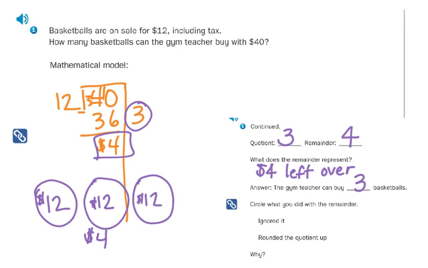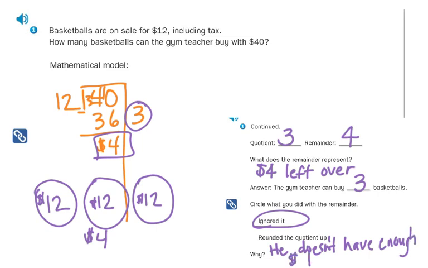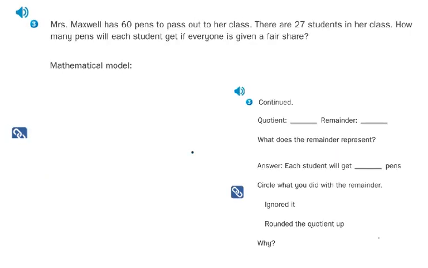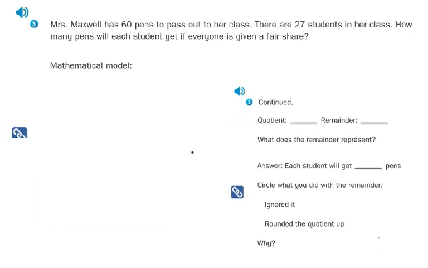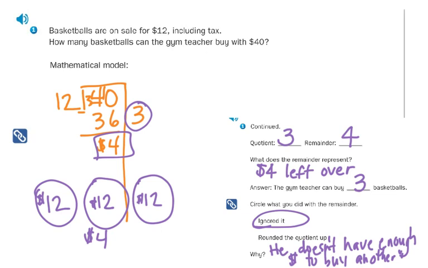Did we ignore it? Did we round the quotient up to 4 basketballs? We ignored it because, right? He doesn't have enough left, or she doesn't have enough left. Doesn't have enough money to buy another one. Oops, sorry. I hit the arrow button on that. Whoa. Okay, the word one should be there.